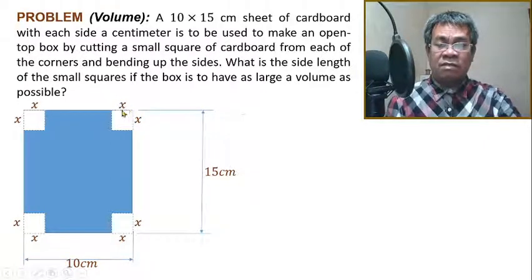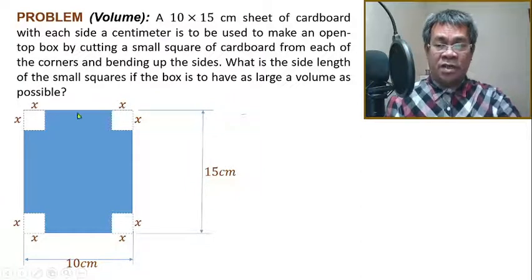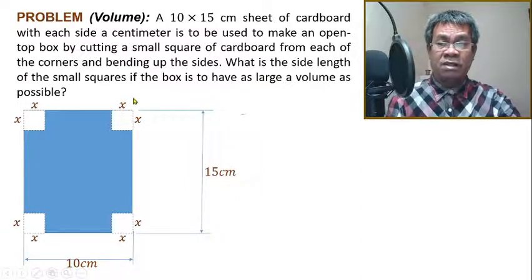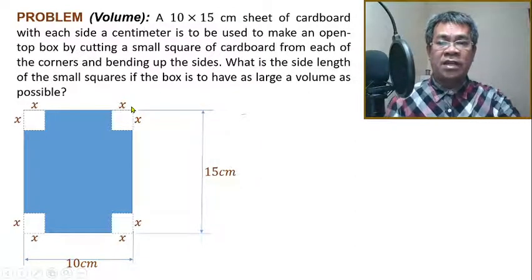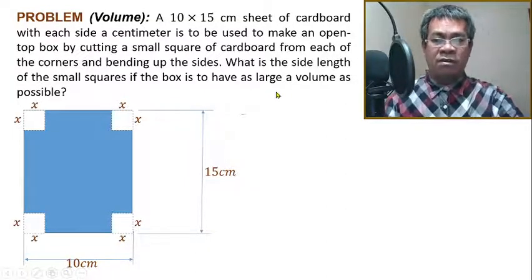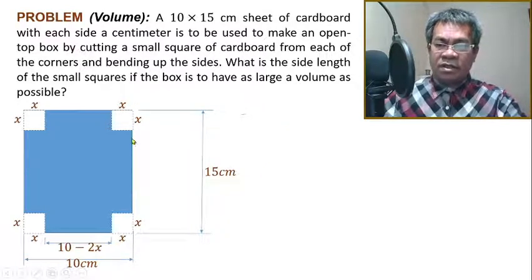We don't know how much that is. By the way, if your square is too small, maybe your volume is small. Now, if it is too large, your volume must also be small. So there must be a value of x that will provide a maximum volume. And what will that be? So what is x in order to provide the maximum volume?